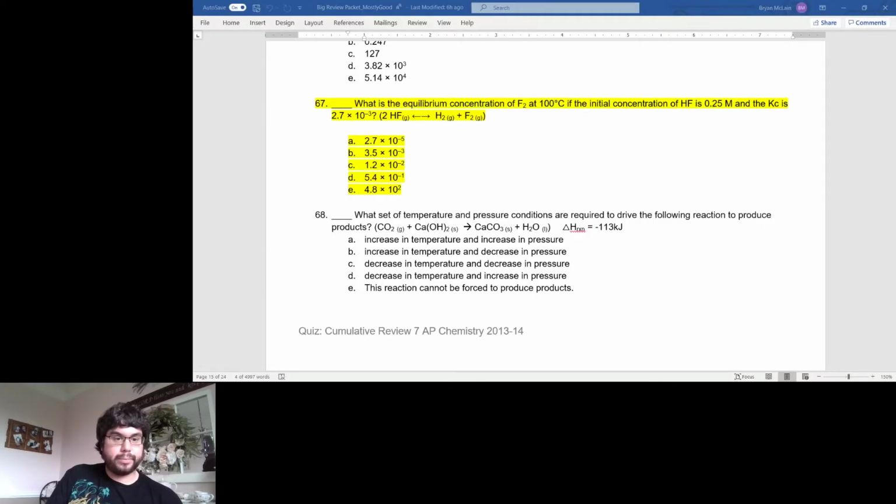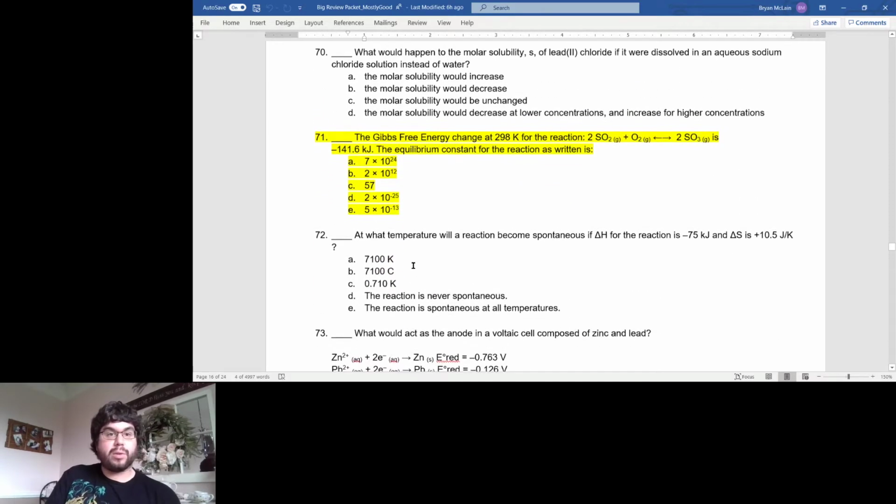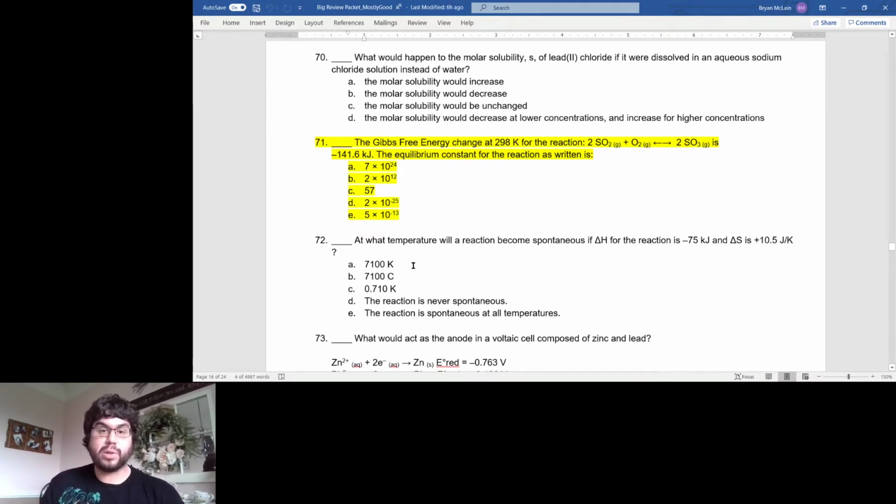Next one. The last question people had was number 71. The Gibbs free energy change at 298 Kelvin for the reaction SO2 reacting with O2 makes SO3 is negative 141.6 kilojoules. The equilibrium constant for the reaction is written as, we just have to figure out the equilibrium constant.